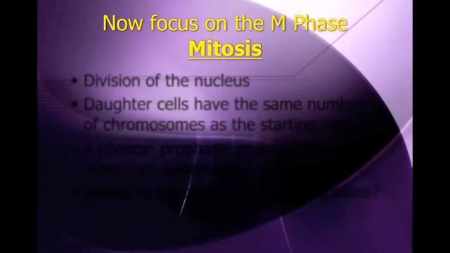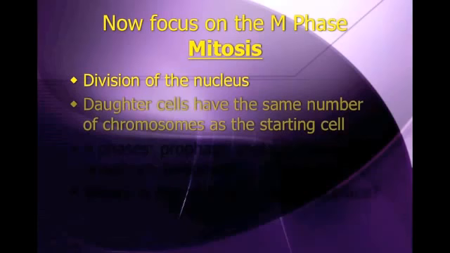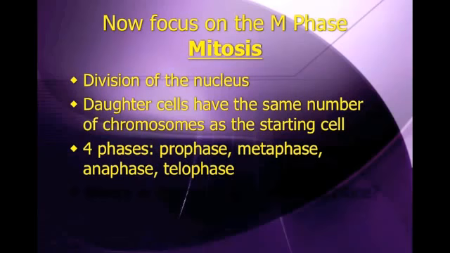So to focus on the M phase, mitosis, which is the division of the nucleus. In mitosis, daughter cells have the same number of chromosomes as the starting cell. The daughter cells are your ending cells. So you have a parent cell and then daughter cells, and they have the same number of chromosomes as the starting cell. And there are 4 phases: prophase, metaphase, anaphase, and telophase. I know it as PMAT.